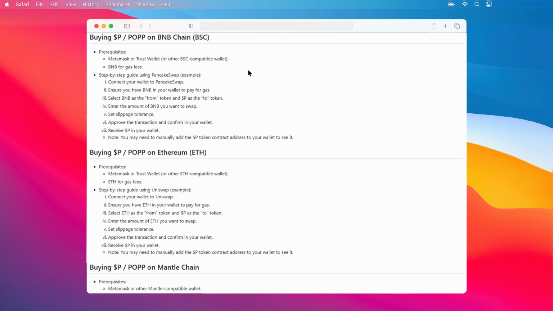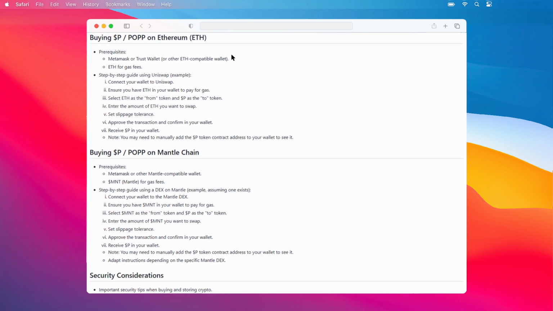Select ETH as the from token and $P as the to token. Enter the ETH amount you want to swap, set your slippage tolerance, and approve the transaction, confirming in your wallet. The $P will then appear in your wallet, and just like with BSC, you may need to manually add the token contract address.